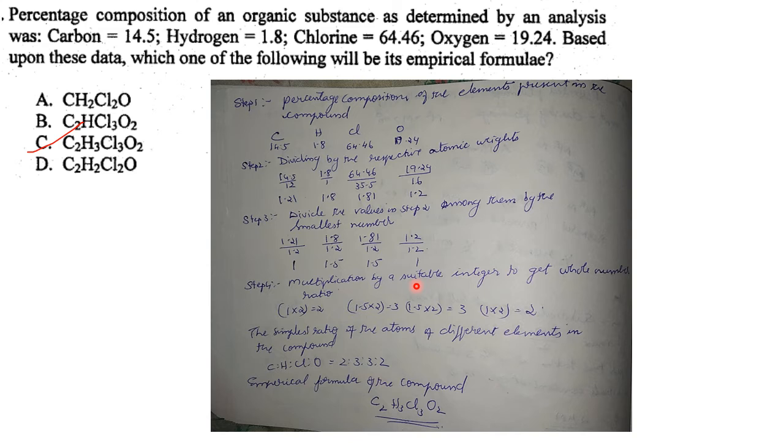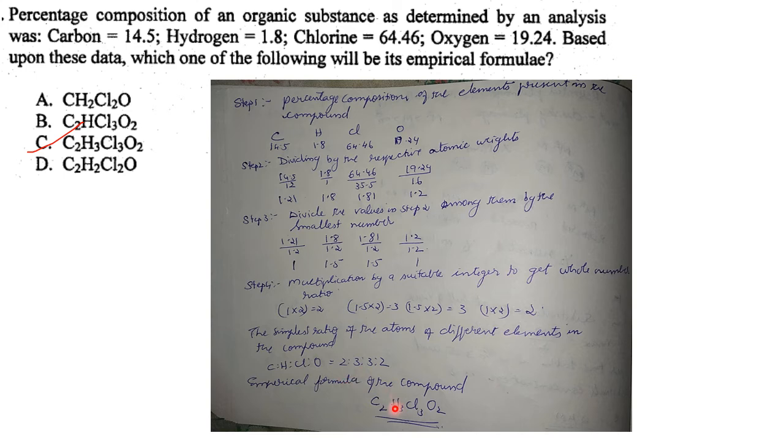Now multiplication by a suitable integer to get whole number ratio. So here if we multiply by 2, we can get a whole number ratio. So 1 into 2 is 2, 1.5 into 2 is 3, and 1 into 2 is 2. Then the simplest ratio of the atoms of different elements in the compound: C is to H is to Cl is to O, that is 2 is to 3 is to 3 is to 2.